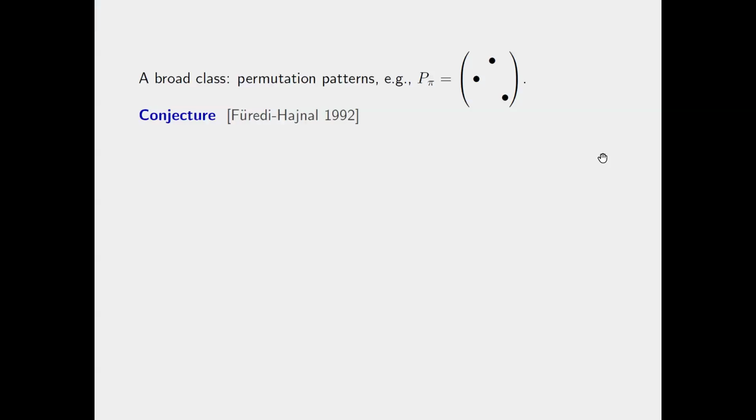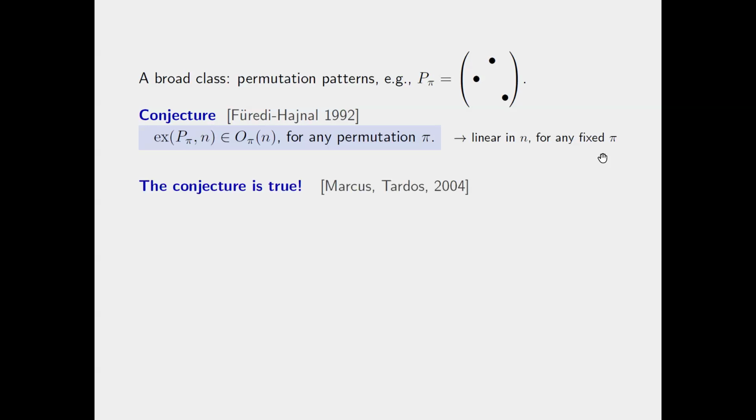Okay, so here is a very broad class. I could consider all the patterns which are permutation matrices, so every row and every column contains only one. And it was conjectured that for all these patterns, the density is linear, of course with a constant depending on the permutation. So if the permutation is of fixed size, then it should be linear. And actually, this was proven in 2004. So it's a very surprising result that even if you have a 100 by 100 permutation that is avoided, you cannot have superlinear density.